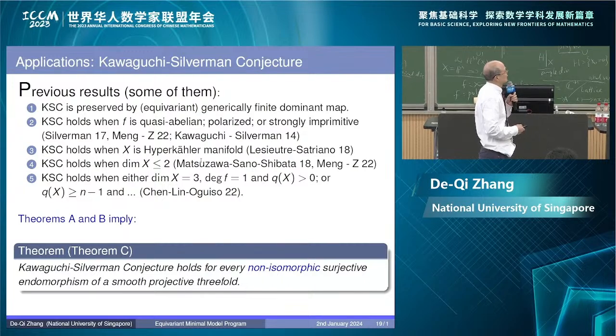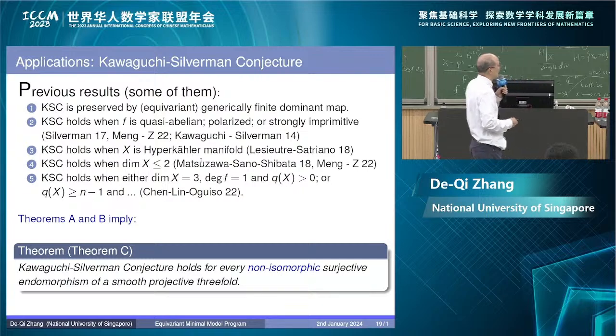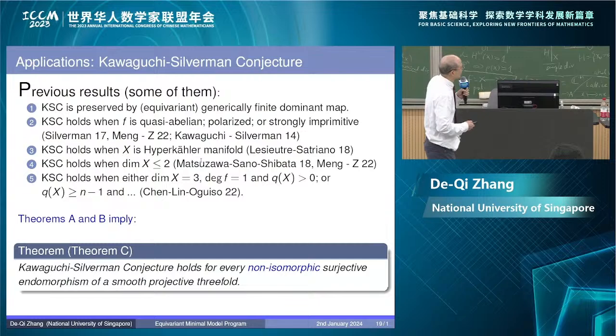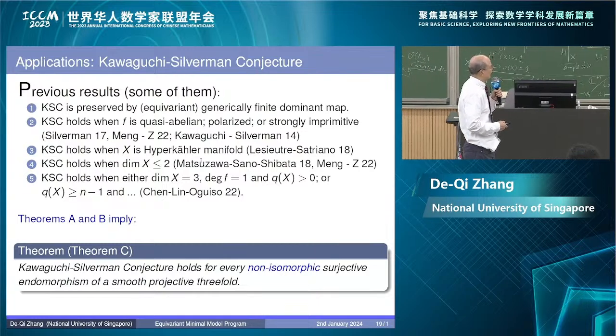Hyperkähler, you have this quadratic form. It's like a surface case. It's known in dimension 2. In the smooth case it was done by Matsuzawa, Sano, and Shibata, and we extended it to the singular case. Then in dimension 3 and higher it is still unknown. There is some progress if the irregularity is positive.